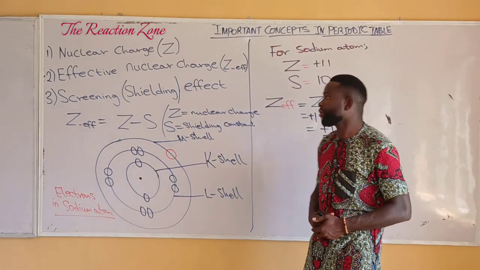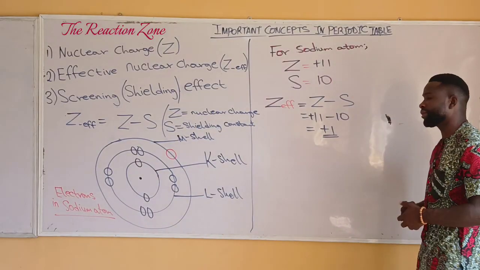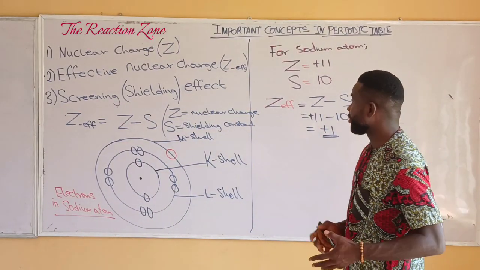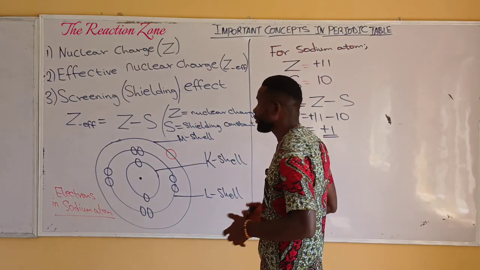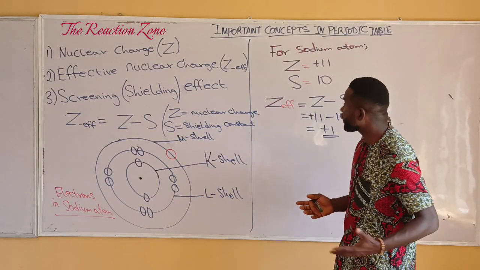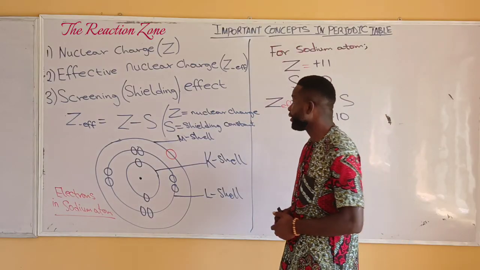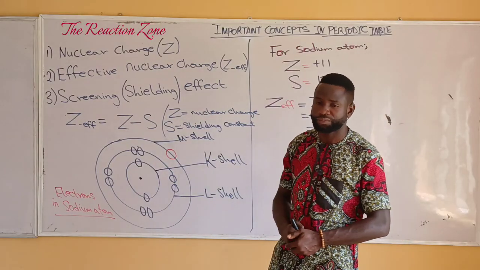In today's lesson, we're going to look at three very important concepts in periodic tables and periodicity. The first is nuclear charge, the second is effective nuclear charge, and the third is screening or shielding effect.